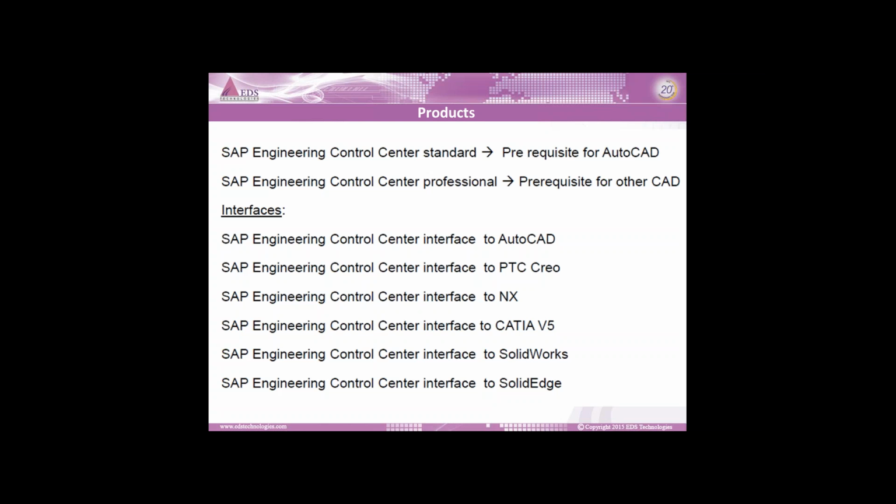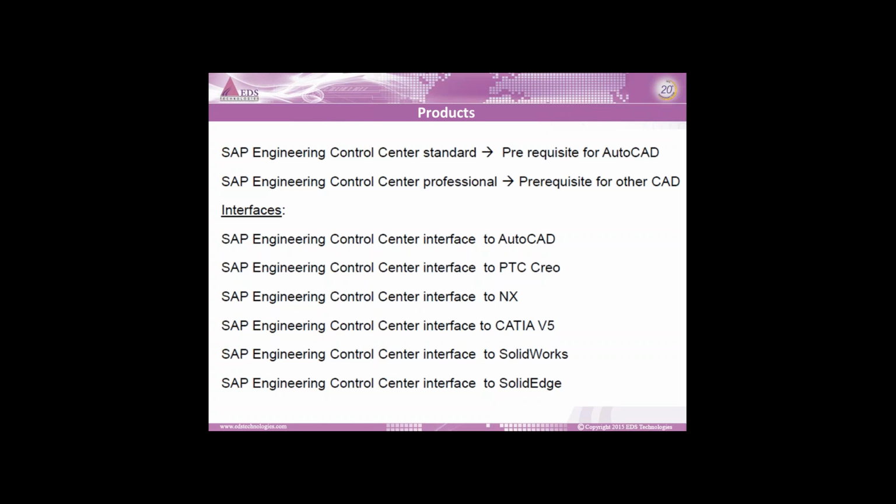For example, if you are using an SAP Engineering Control Center interface to AutoCAD, you also have to have a prerequisite by the name SAP Engineering Control Center Standard. Likewise, if you are using any other third-party 3D CAD platform, you need to have a prerequisite for that particular CAD application, which is called SAP Engineering Control Center Professional. So these are the licenses that I'm referring to.